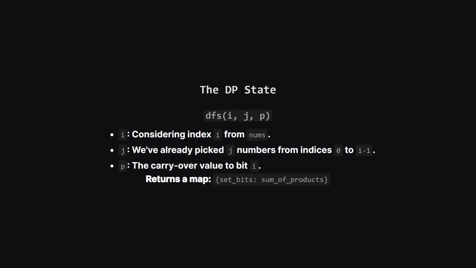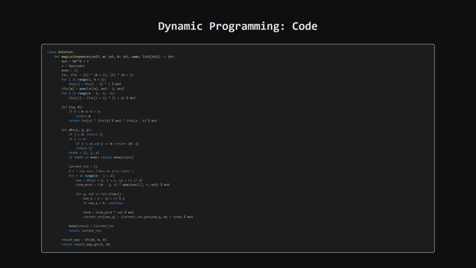Alright, here's the full Python implementation. I know it looks like a lot at first glance, with the helper functions for combinations, the memoization, and the recursion. But the core logic we just discussed is right in the middle. Let's zoom in on the most important part, the main loop inside our DFS function. The absolute heart of this entire solution is this for loop. The variable r here represents our decision at step i. It asks, how many times are we going to pick the index i for our sequence? We can choose to not pick it at all, so r is 0.